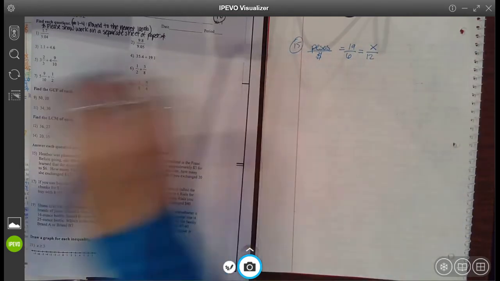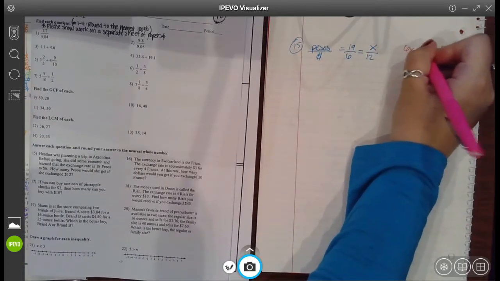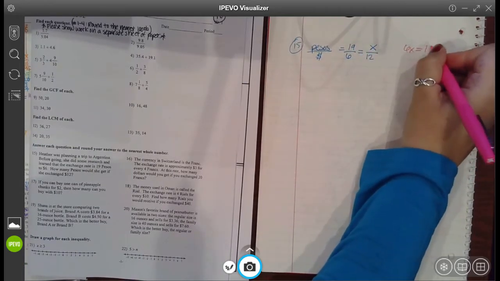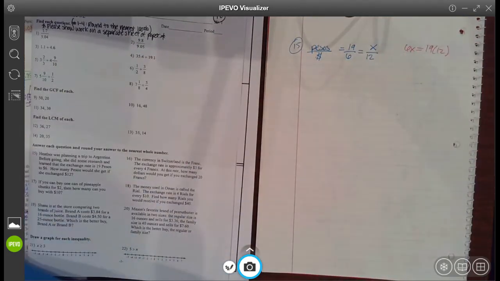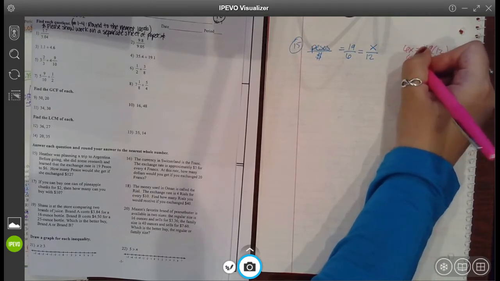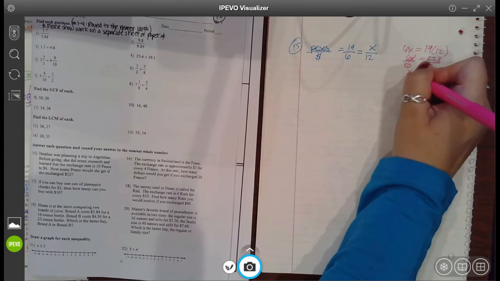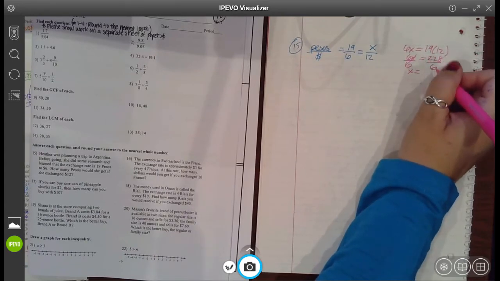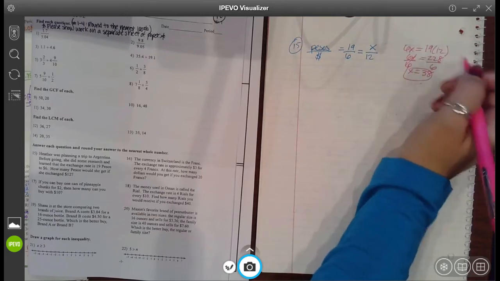You can always do cross products, where you go 6 times x equals 19 times 12, and you would multiply that out. 19 times 12 is 228. And then to get x by itself, you would divide both sides by 6. And 228 divided by 6 is 38. So you'd get 38 pesos.